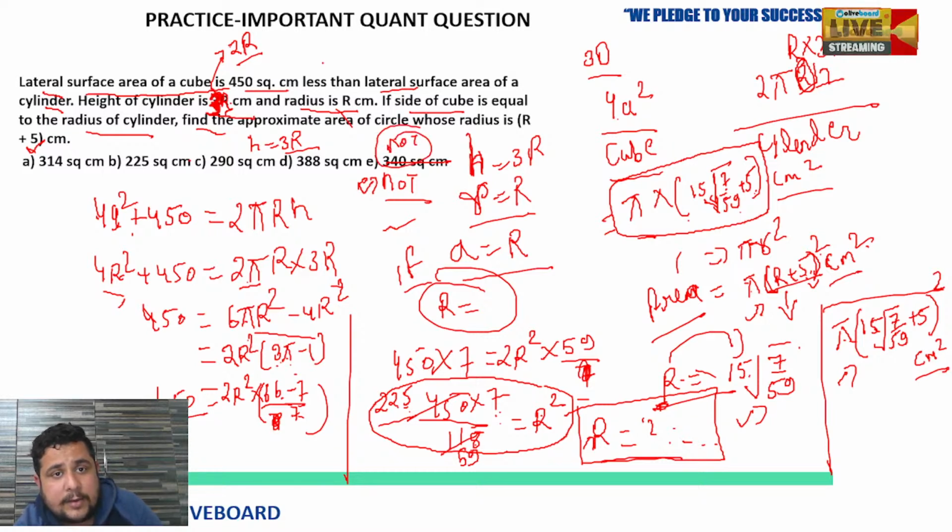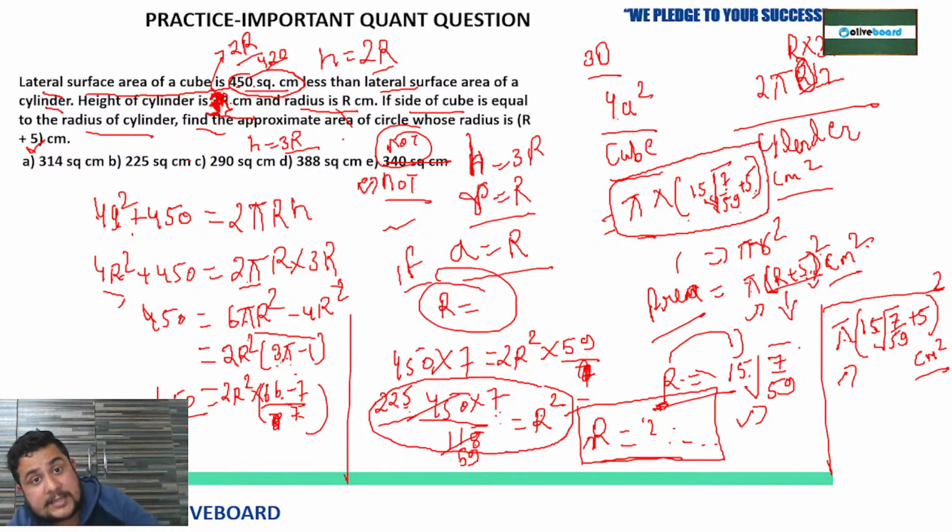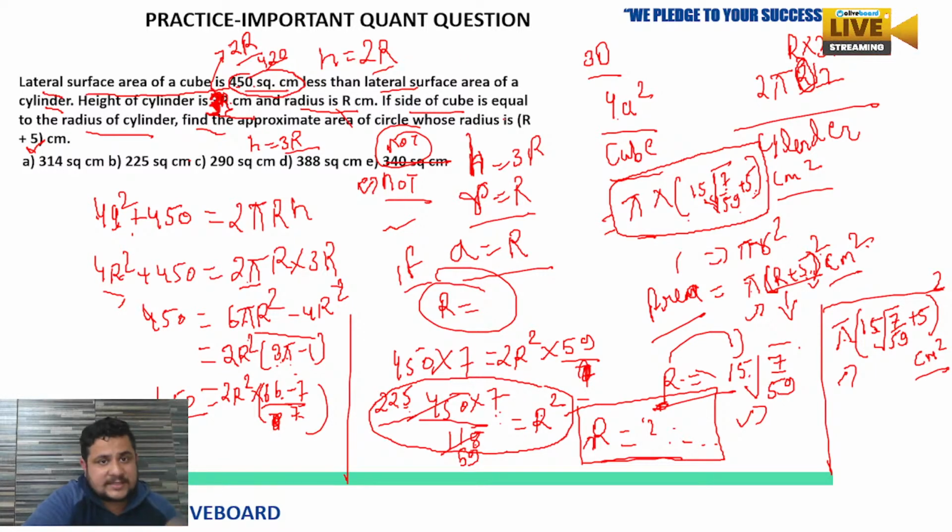You can even try. I'm giving you one homework. The value of h is equal to 2r, and this 450 I'm putting as 420. Now tell me the answer in that case when the height is 2r and the lateral surface area of the cube is 420 square centimeter, less than the lateral surface area of the cylinder. I have solved this situation when the height was 3r. Clear? So this is homework for you. I'm just changing two values, one area 420 square centimeter and one height.